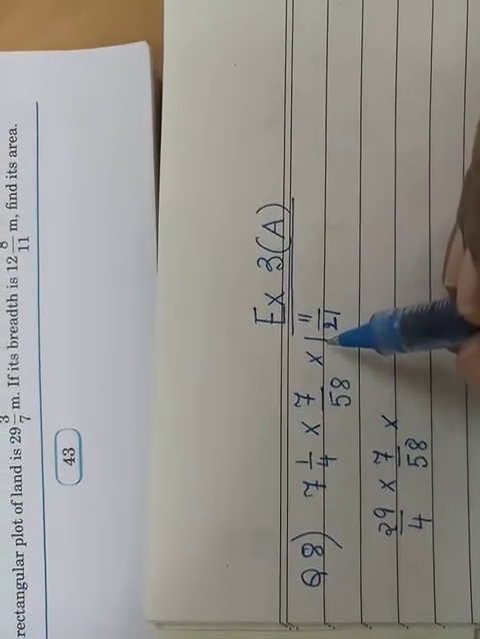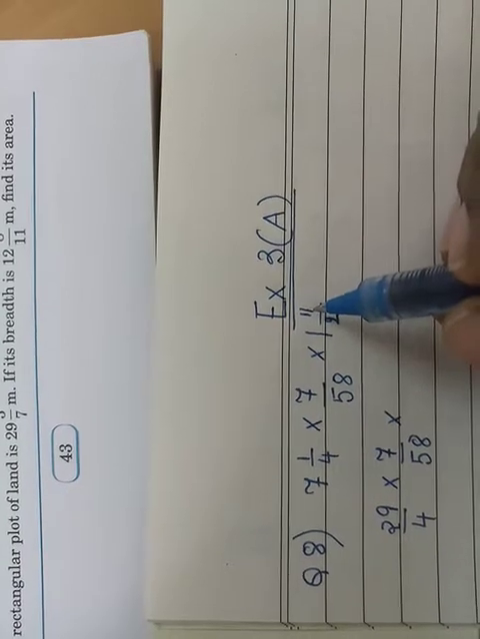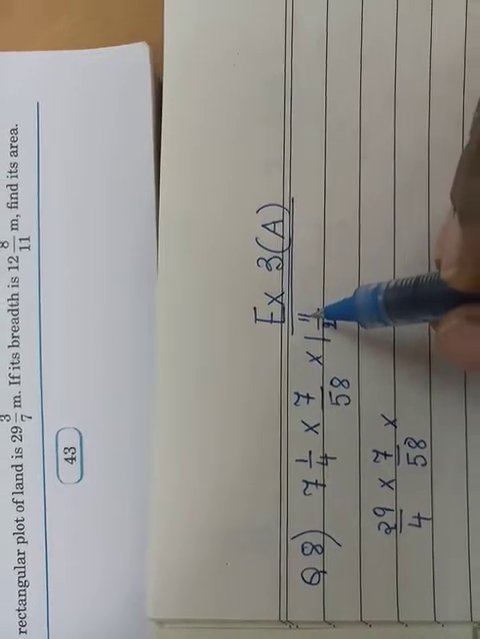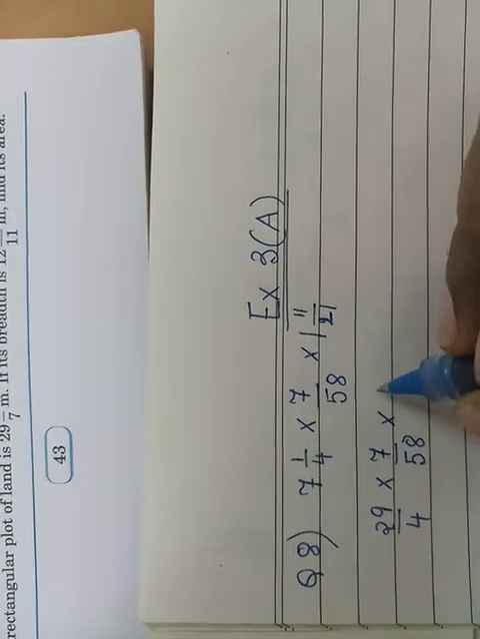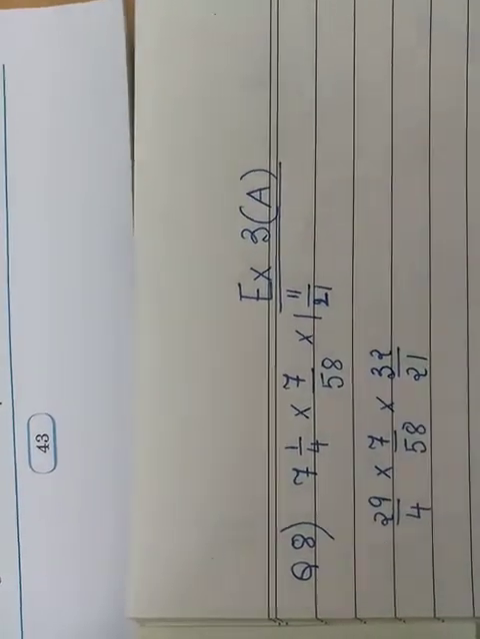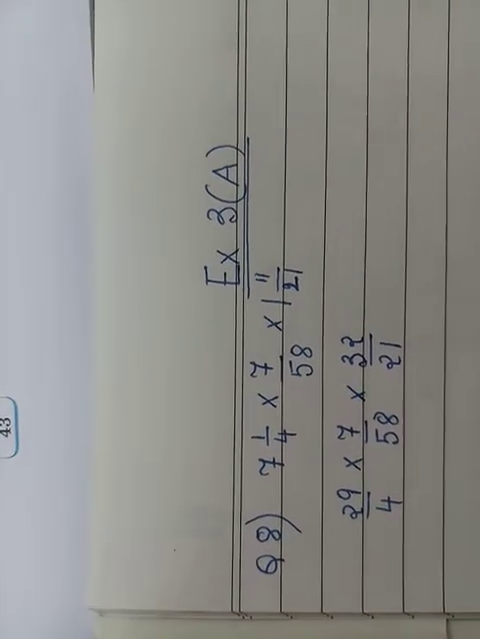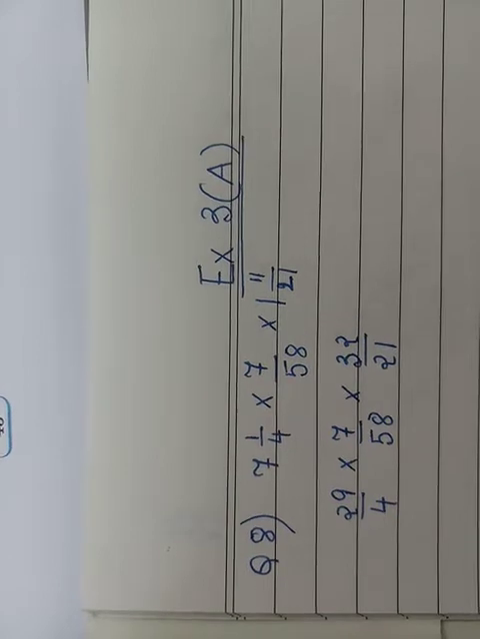21 into 21, this gives you 21. 21 plus 1 will give you 22. 22 plus 10 will give you 32 upon 21. So we have converted mixed fraction into an improper fraction.